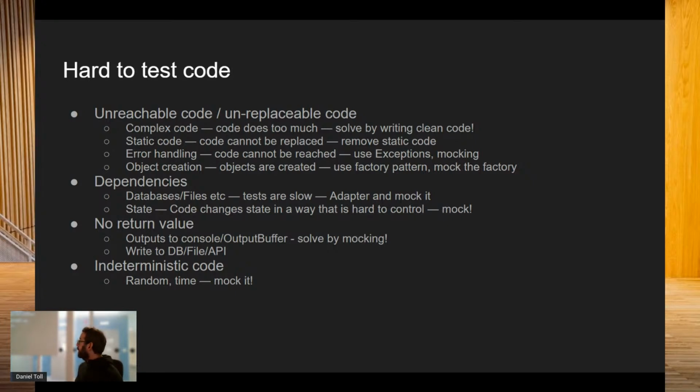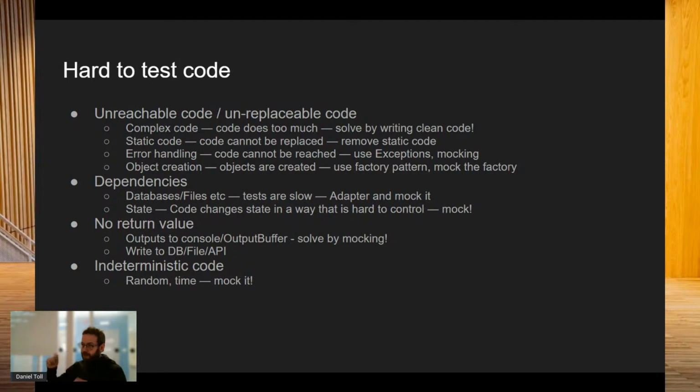And then object creation. If we're using the new operator to create instances of classes, so-called objects, then that new of that class is hard to replace. So we get a difficult dependency. And that could be solved by factory pattern and then mocking the factory.